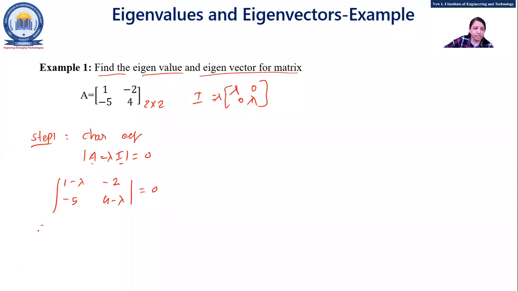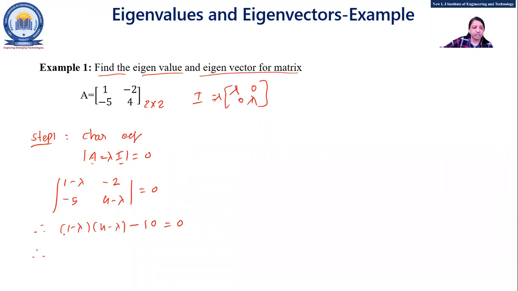This is simple. You have to solve this equation. That means 1 minus lambda into 4 minus lambda, minus of minus 2 into minus 5, so it is plus 10, minus 10 equal to 0. That means you need to find the determinant. What is the answer if you are supposed to solve this equation? Anyone?